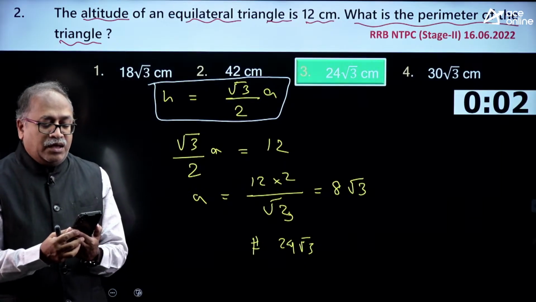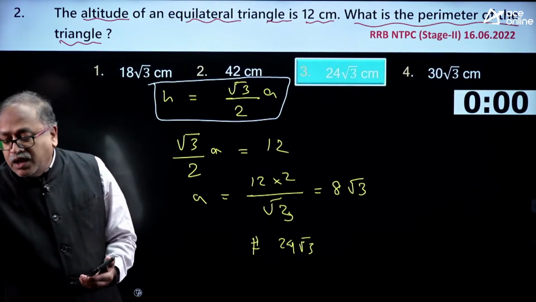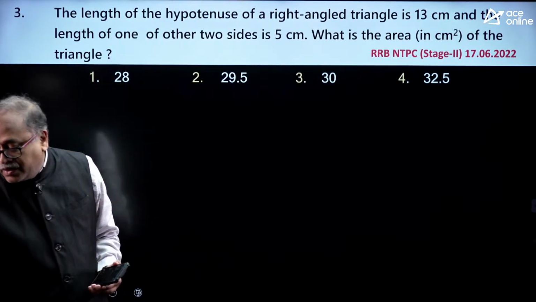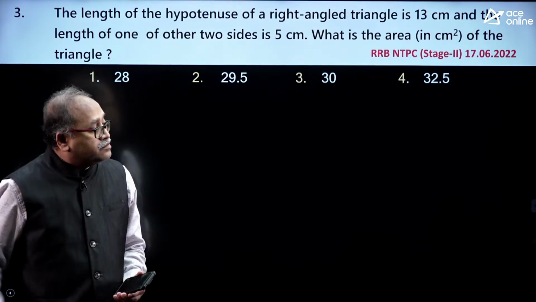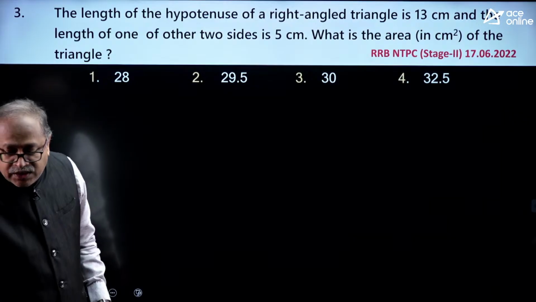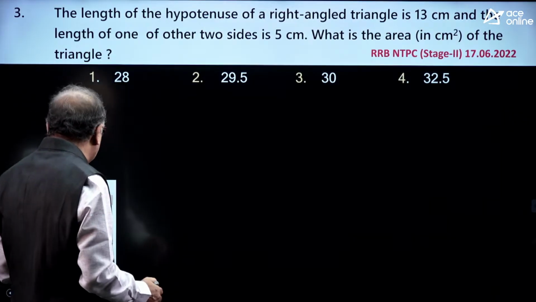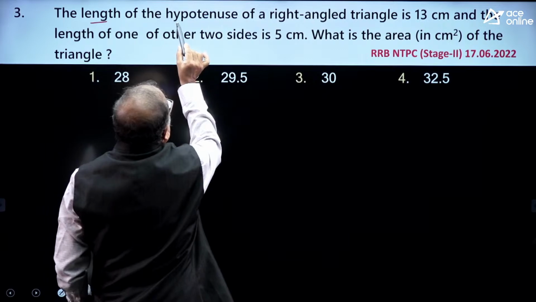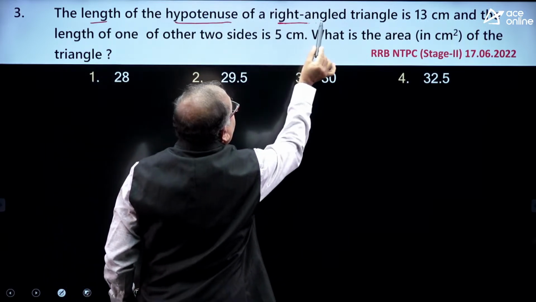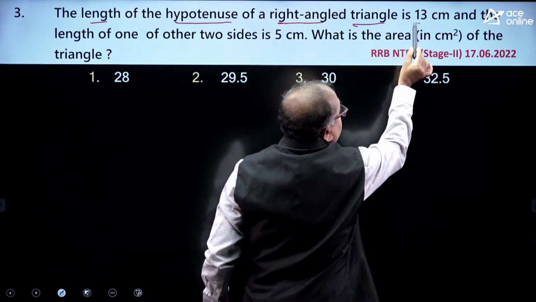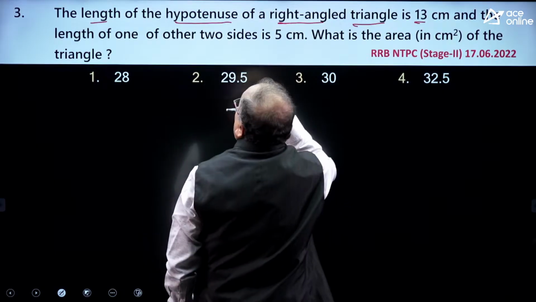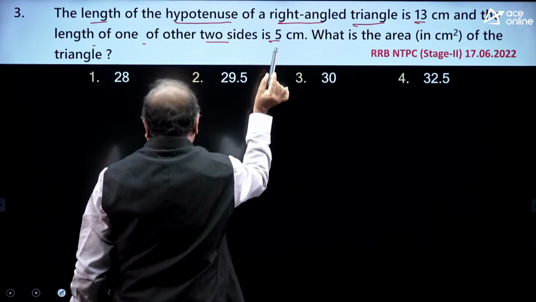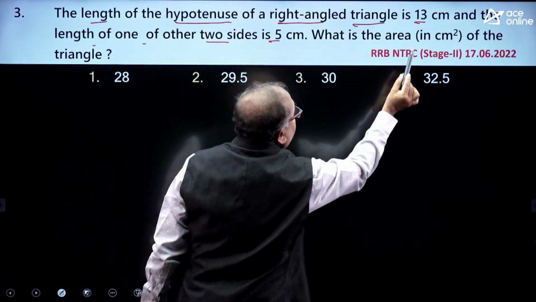Okay, I am moving on to the next one, and your next question is this. Okay, what is this question all about? Can you answer this question with the same speed and accuracy? The length of the hypotenuse of a right angle triangle is 13, and the length of one of the two sides is 5. What is the area?